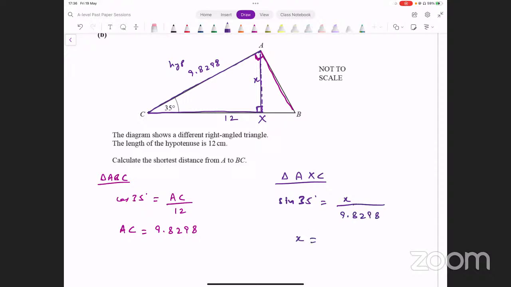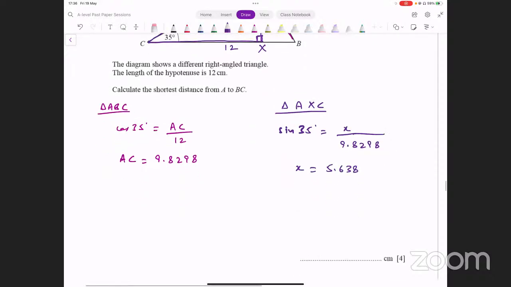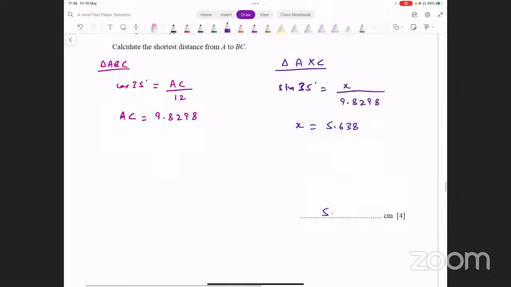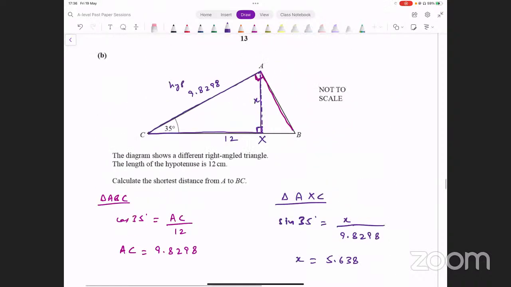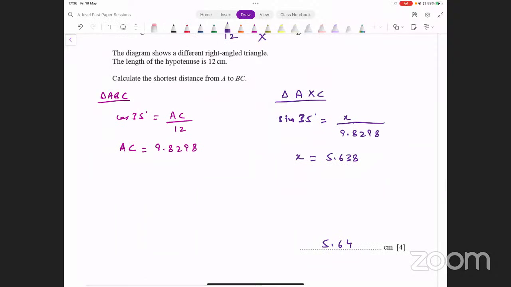उसको मल्टीप्लाई कर दें वहां पे उस साइड पे. Sine of 35 के साथ you get 5.638. That's your final answer. So round off करना चाहें आप लिख सकते हैं 5.64, and that is what we were looking for. This should be the length that we get in part B here. Okay, let's move on.